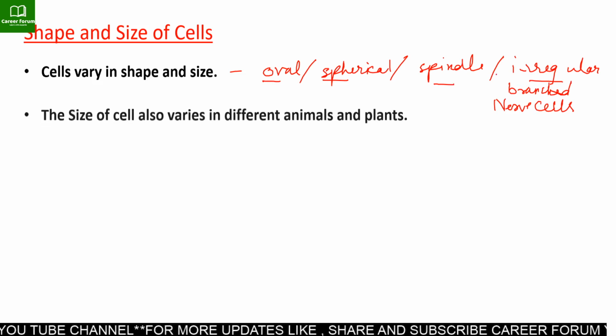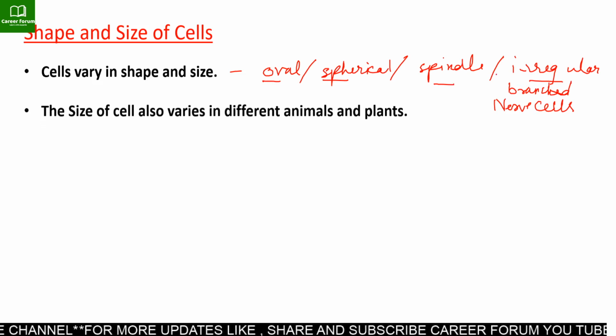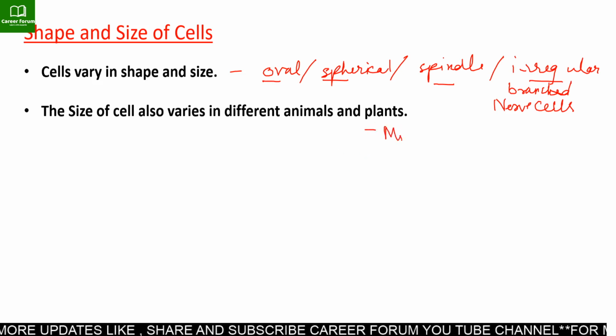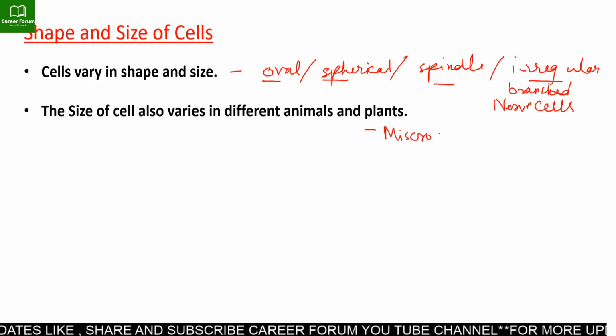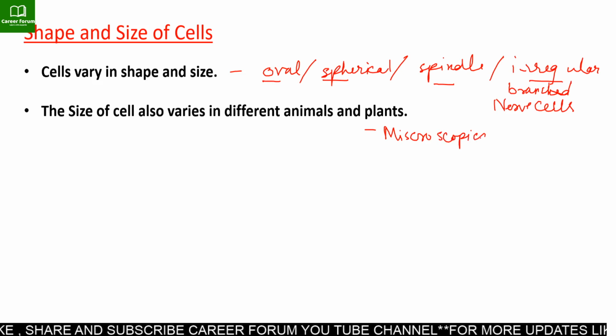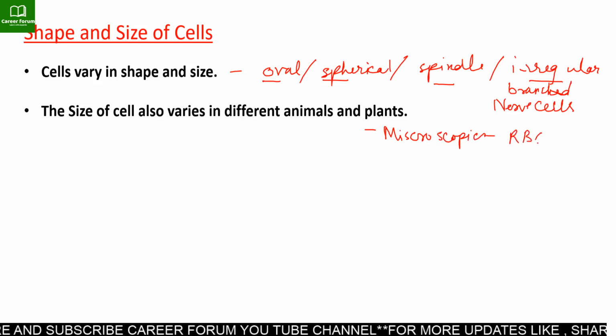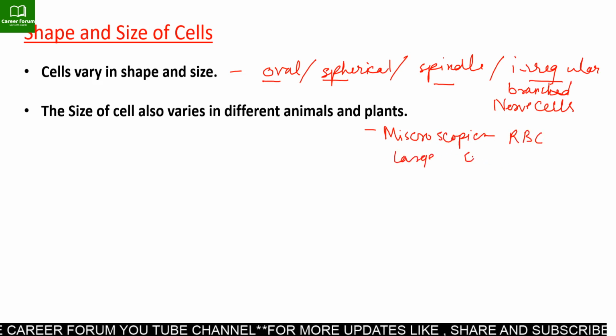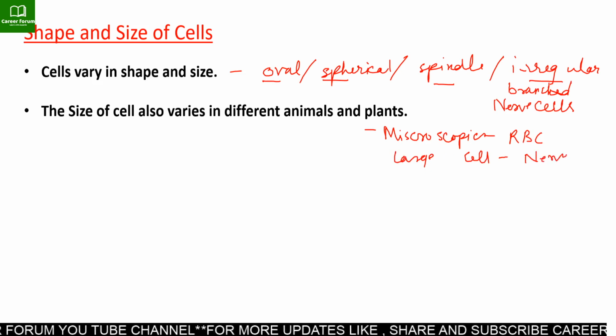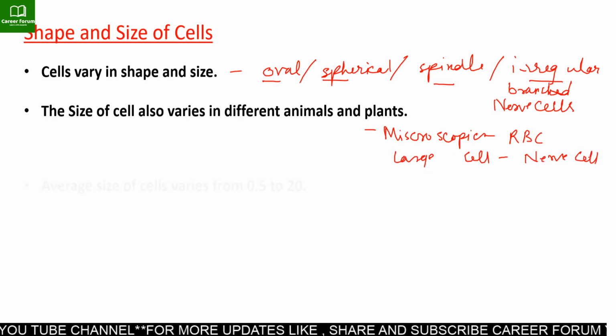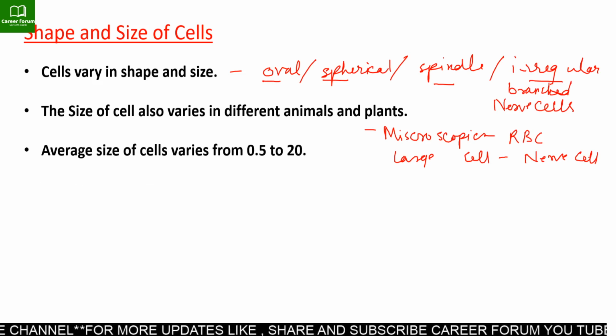Now if I talk about size, the size of the cell varies in different animals and plants. Most of the cells are microscopic, like RBC, while some are large, like nerve cells. The average size of a cell varies from 0.5 to 20 micrometer. So usually the cell size varies from 0.5 to 20 micrometer.